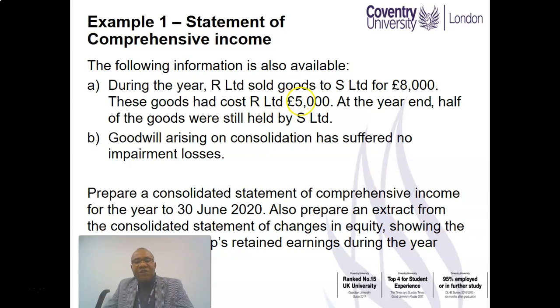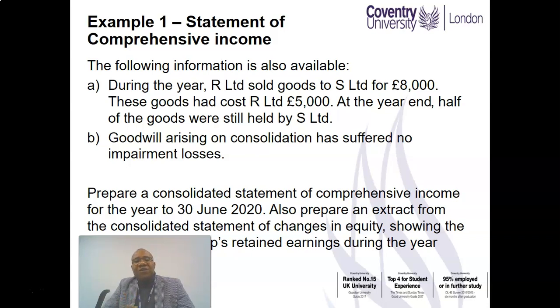Goodwill arising on consolidation has suffered no impairment losses. Prepare a consolidated statement of comprehensive income for the year to 30th June 2020. Also prepare an extract from the consolidated statement of changes in equity showing the changes in the group's retained earnings during the year.